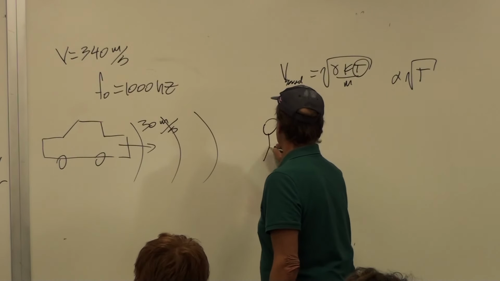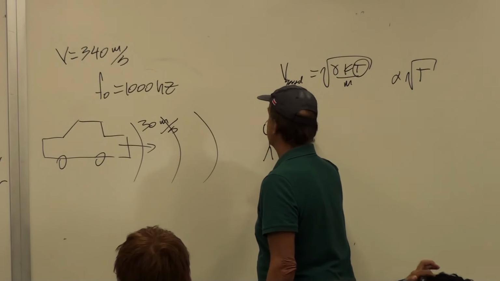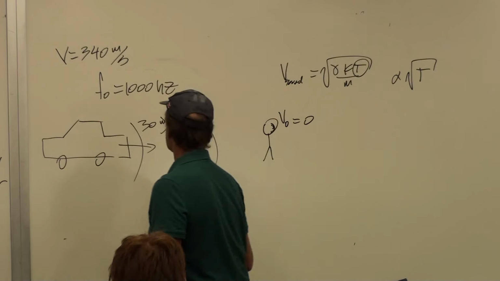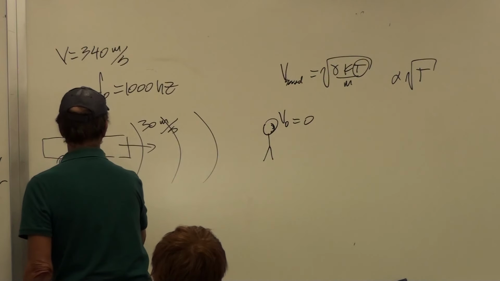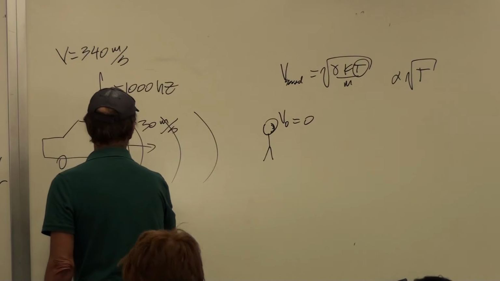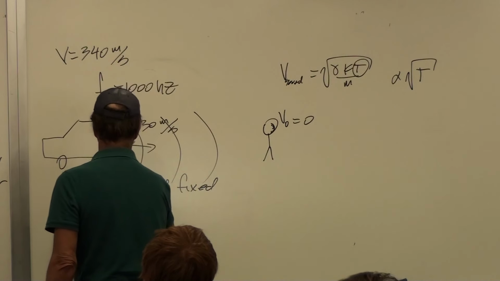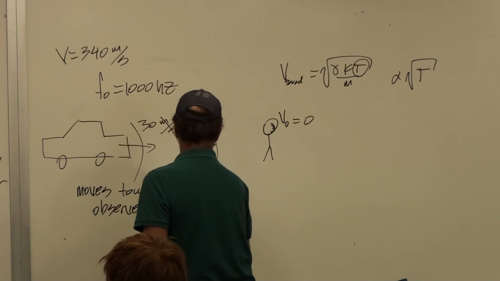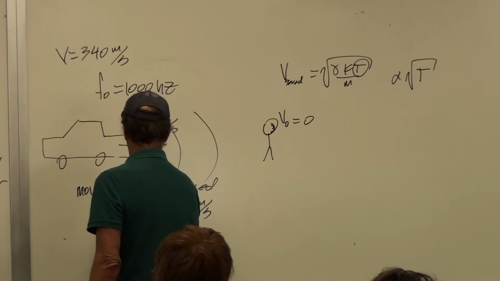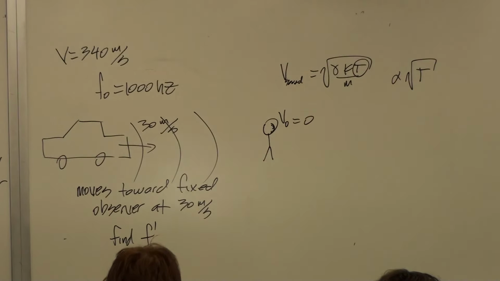But let's say that we have somebody that's listening here. So this is the velocity of the observer is going to be 0. But here, this is the source of the siren. And it moves toward a fixed observer at 30 meters per second. Let's find F prime. Now, who would be hearing F prime? Would it be the ambulance driver that would be hearing the F prime? What would the ambulance driver hear?